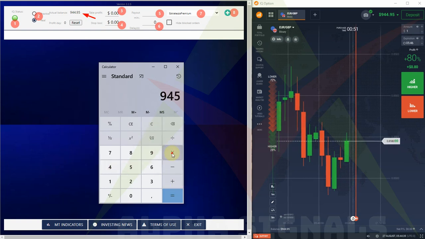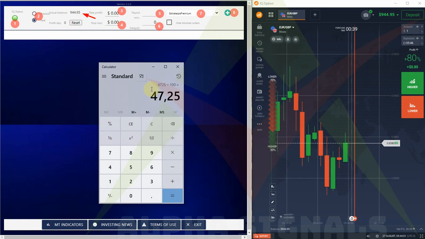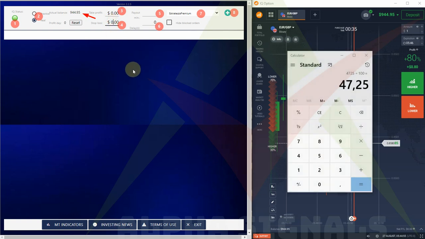So I've got $945, and I'm just gonna find out how much is 5% of that money. So I'm gonna say times 5 divided by 100, and that's it. So I want to make $47 today. That's my target for this day. So I'm gonna go ahead and put this very amount right here. I'm just gonna say 45.